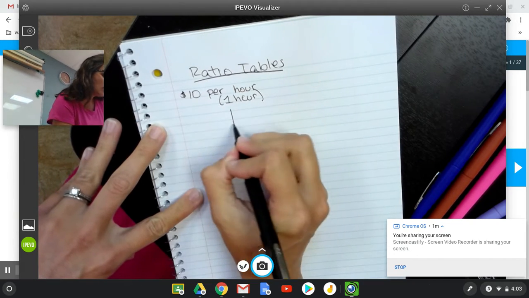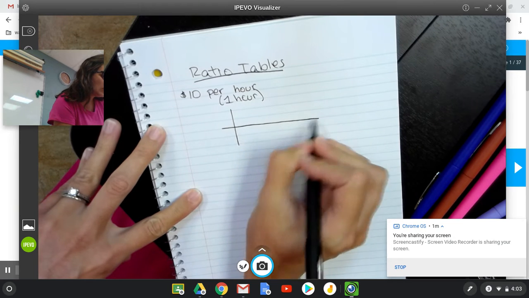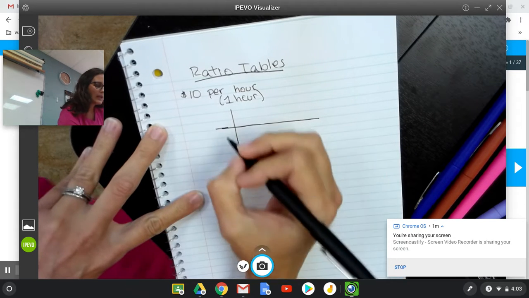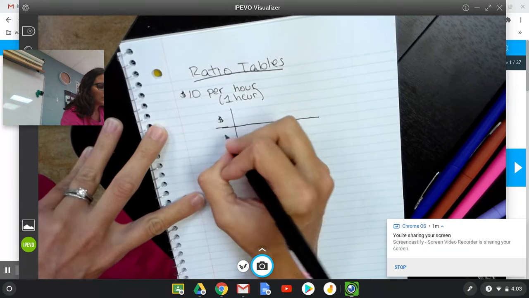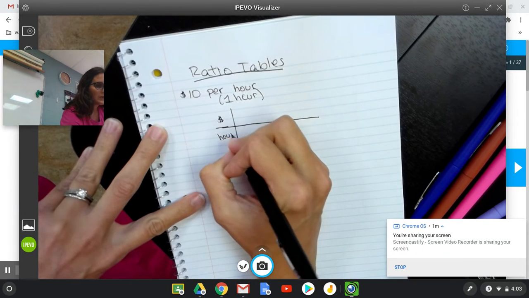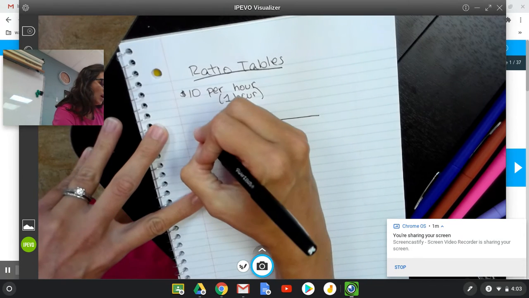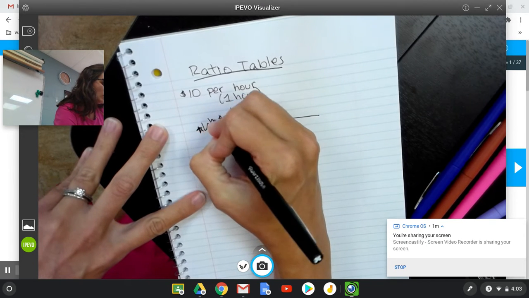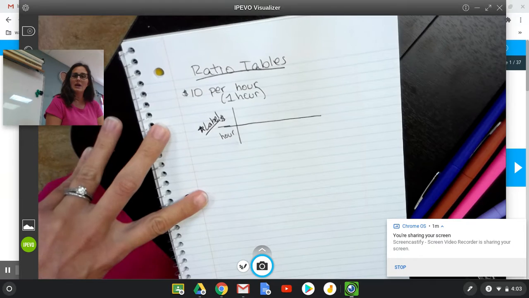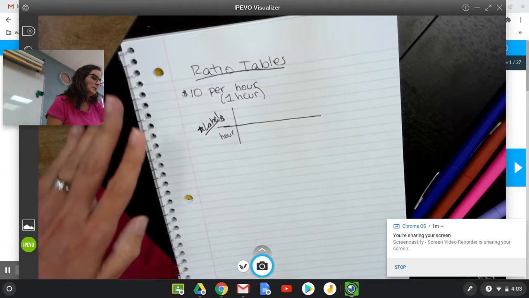Let's start a ratio table. This is what a ratio table looks like. You need to make sure you label the ratio table. So dollars for every hour. These are the two things we're comparing. How much money am I making for the hours worked? Make sure you label that ratio table.